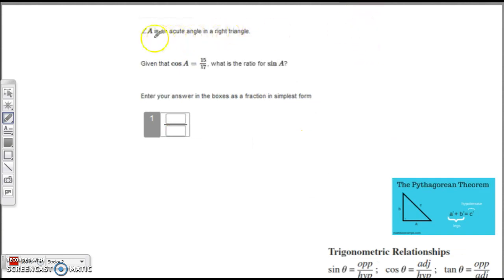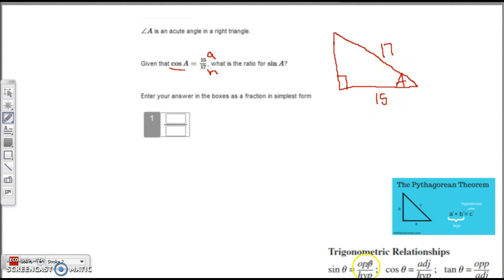Okay, so angle A is an acute angle in a right triangle. Given that the cosine of A equals 15 over 17, what is the ratio for the sine of A? So again, I'm visual. I'm going to go ahead and draw myself a right triangle. You don't have to. I just like to. So I'm going to label this angle A. If it gives me the cosine of A, remember the cosine is the adjacent over the hypotenuse. So the adjacent side to A would be 15, and the hypotenuse would be 17.